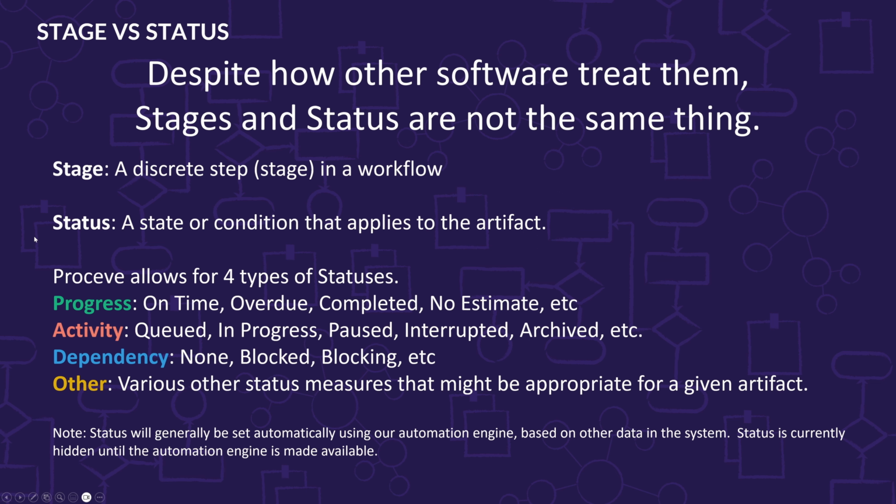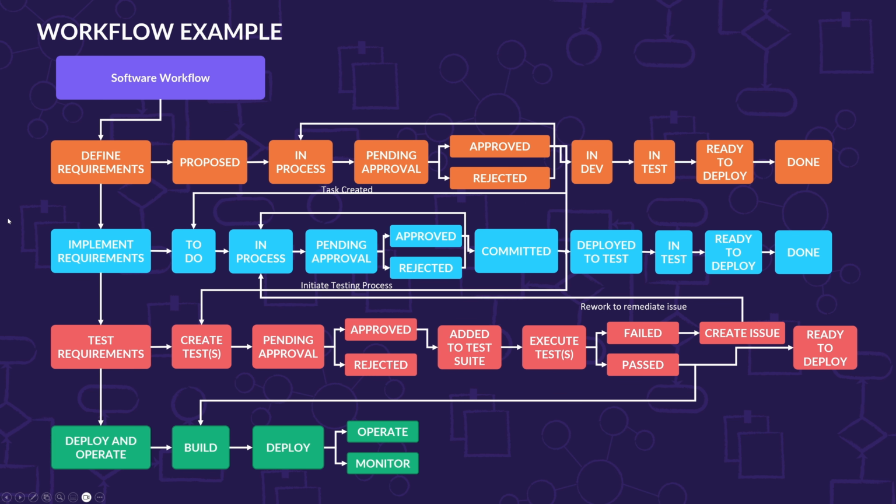So what does a complex workflow look like? Here I've put together an example of a complex software workflow. You can see I've got four sub-processes: one related to requirements, one to implement the requirements, which is typically going to be applied to the task artifacts, then one for testing, and then one for operations, where we deploy and operate.